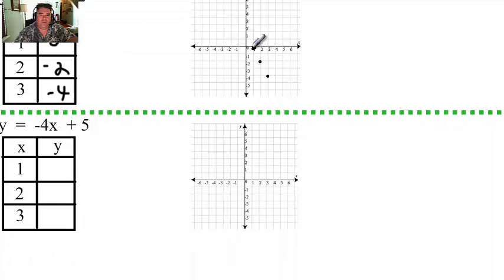And the 3, negative 4, and notice how it pretty much forms, well, it does form a straight line, just moving my mouse isn't exactly perfect, so it's going to form a line.